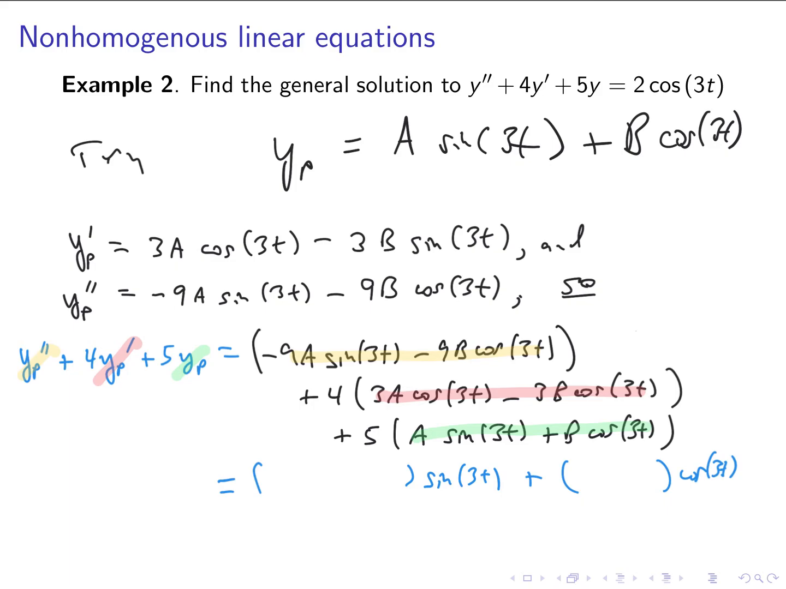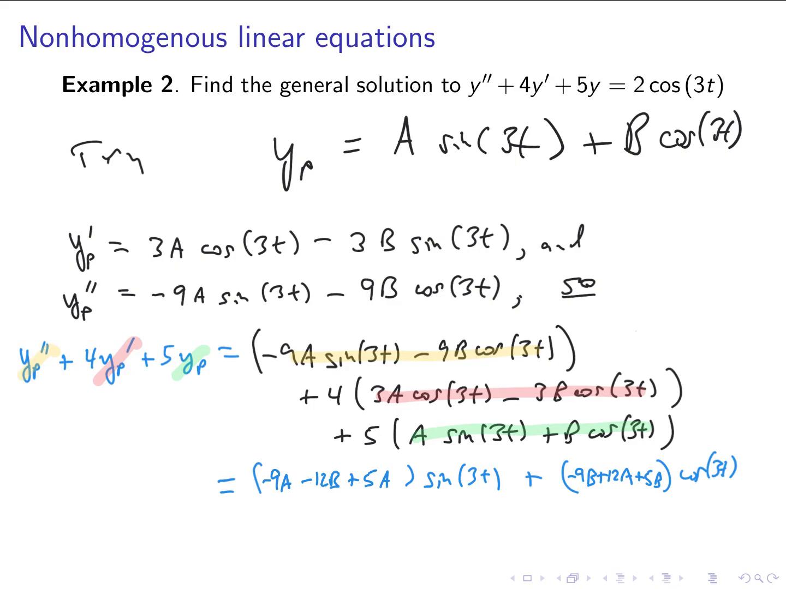So for the sine of 3t, I'm going to have a minus 9a from here, minus 12b from here. So I'll just write these down. I won't try to do the algebra in my head, but I'll have a minus 9a, I'll have a minus 12b, and then I'll have a 5a from the last one. And then when I'm looking for all the cosine terms, I'll have a minus 9b from the yellow part, I'll have a positive 12a from the red part, and I'll have a positive 5b from the green part.